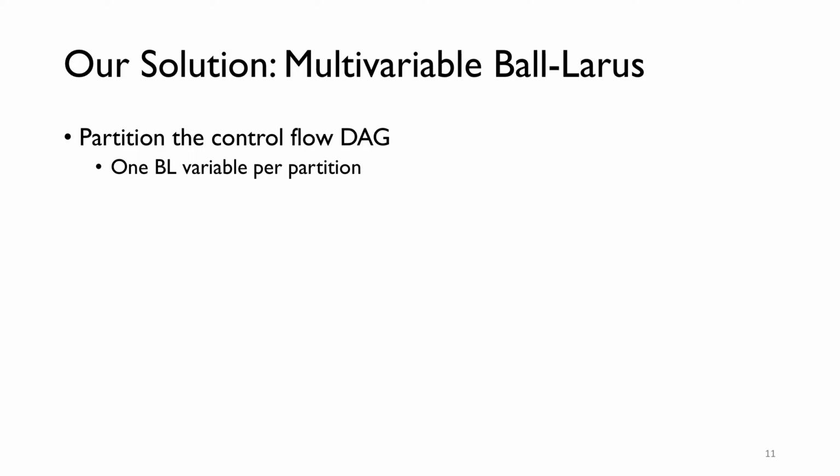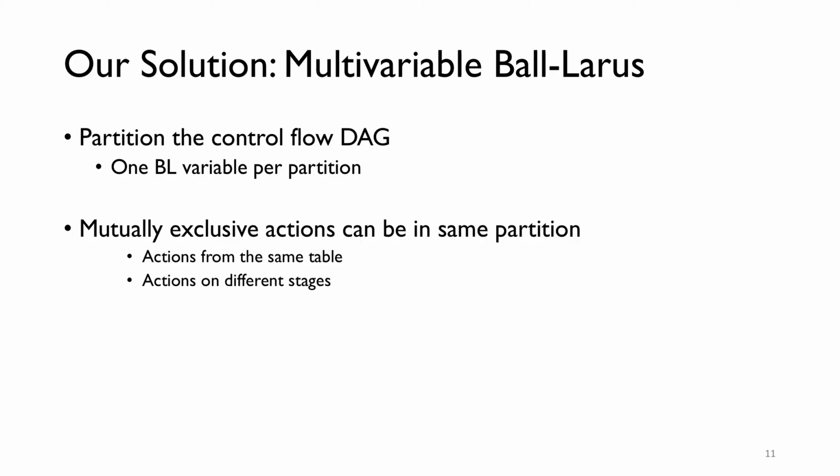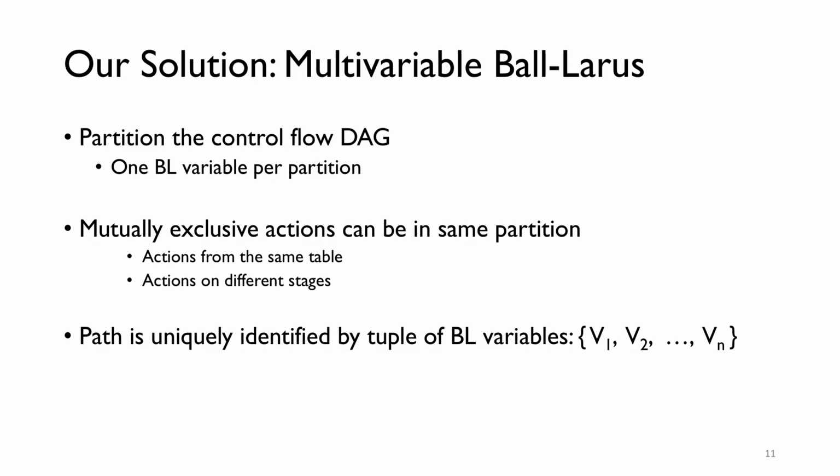So to get into a little bit more detail about our multivariable solution, the idea is to essentially partition the control flow graph to run multiple instances of Bolaris at once. Mutually exclusive actions can be placed in the same partition, such as actions from the same table or actions on different stages, because these are not ever in a case where they could form race conditions. So we assign Bolaris variables to every partition for performing path updates, and we will run the Bolaris algorithm on each variable subdag separately. Afterwards, our path will be uniquely identified by the tuple of our Bolaris variables.